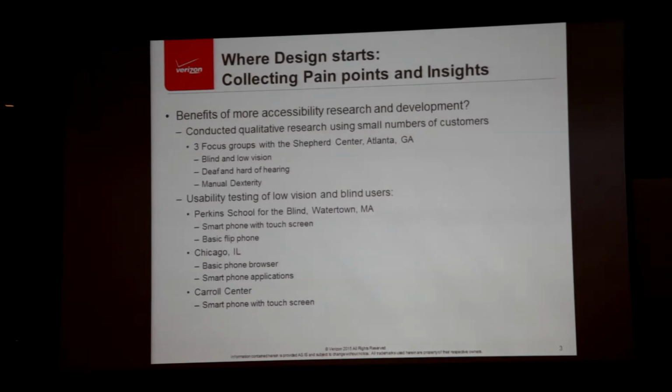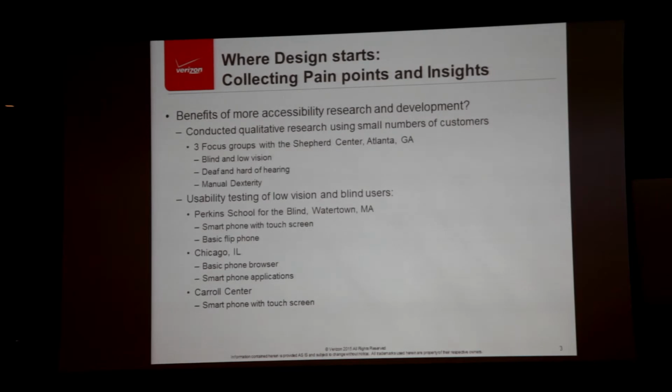So, for example, what we did was look at the pain points, the customer issues from these different types of permanent impairments. So we went to the Shepherd Center down in Atlanta, Georgia, and asked them, okay, what are the issues if you're blind or low vision or deaf or hard of hearing, things like that. And then we focused a lot on blind and low vision users. So we tested a number of basic phones, smartphones, over the last few years. And many of these are well-known centers for the blind up in Massachusetts.